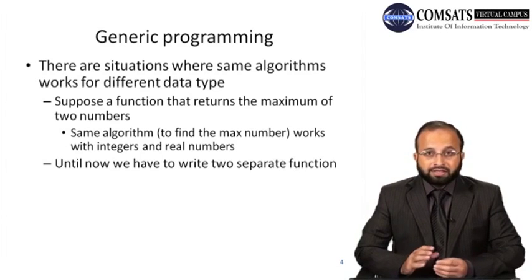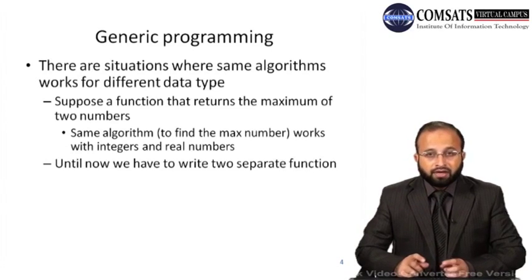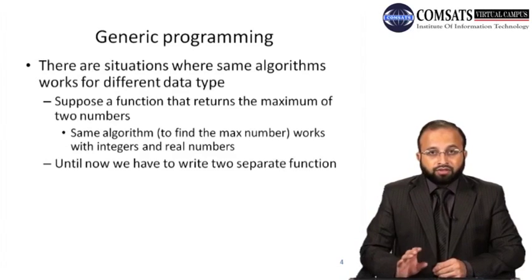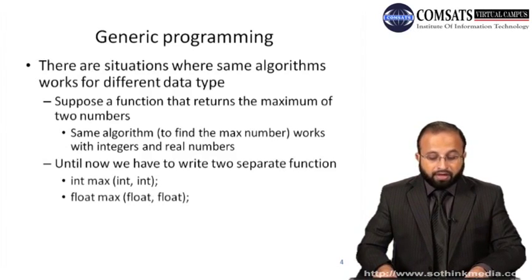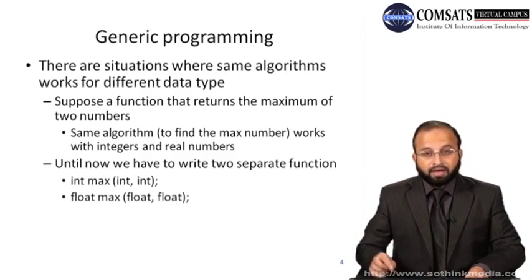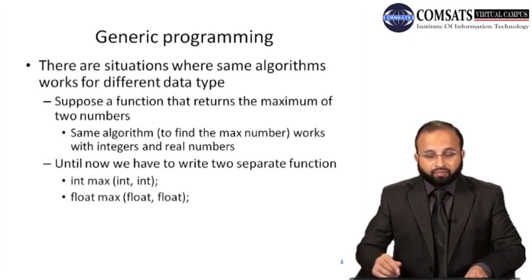Then we have to write 5 different definitions of the same function, in which just the type is different. The body of the function, the function definition, that is the algorithm, is the same in all the cases. The only difference is the type of the number. So for that we just have to write 5 different functions: int max, int; float max, float; for example character max, character; long max, long; double max, double, right?